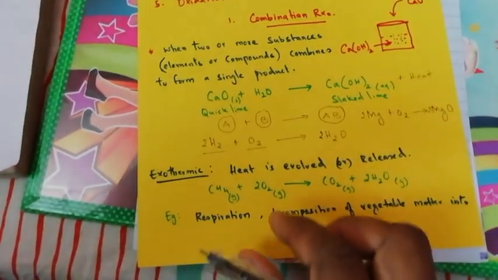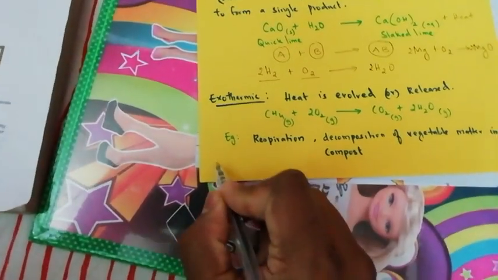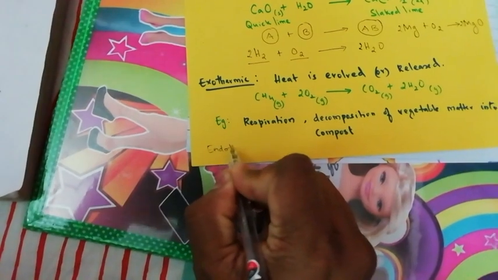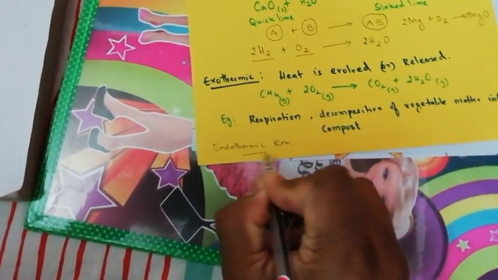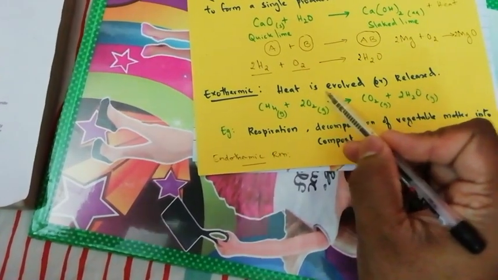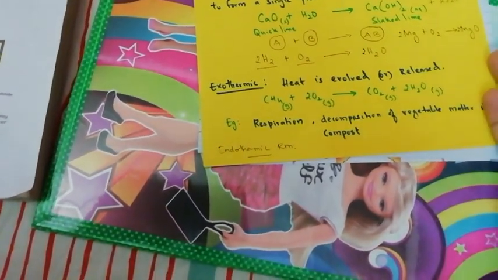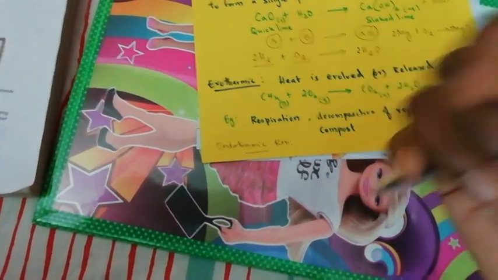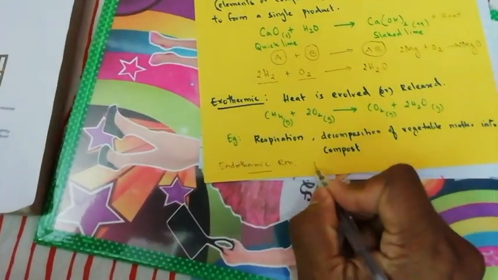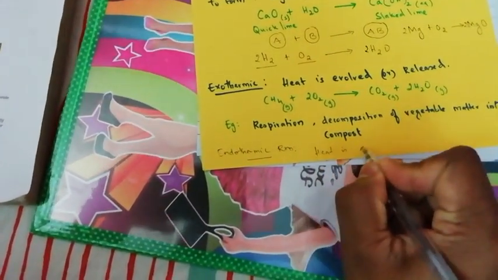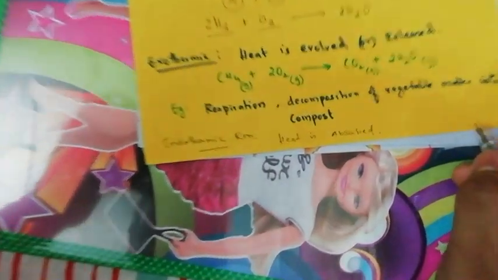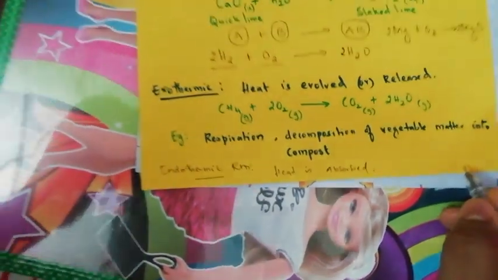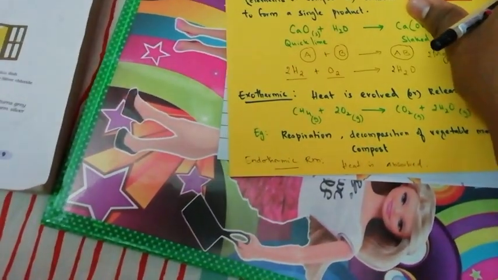Okay, what is the opposite of exothermic reaction? It is endothermic reaction. What is an endothermic reaction? In an exothermic reaction, heat is evolved, that means it comes out, released. Endothermic means heat energy is absorbed. Okay, so you write it ahead: heat energy is absorbed, and that is said to be an endothermic reaction. Let's give one example for that.